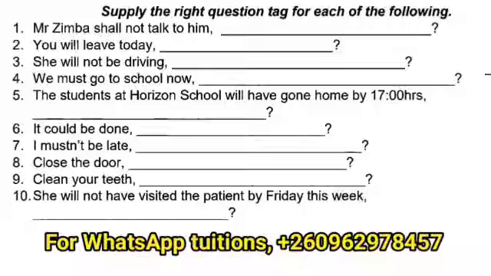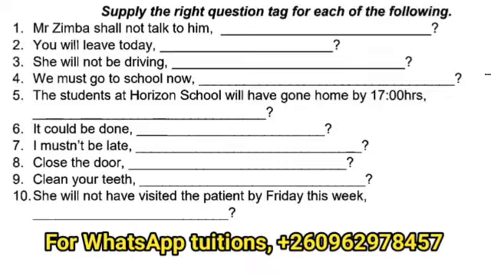Number 5, the students at Horizon School will have gone home by 1700 hours. If you check the verb, the only possible word there is the word will. And you realize that the sentence is already in positive form, so you're going to convert it into negative form. The question tag will be negative. So you say, won't they? Because students are many, right? The students at Horizon School will have gone home by 1700 hours.